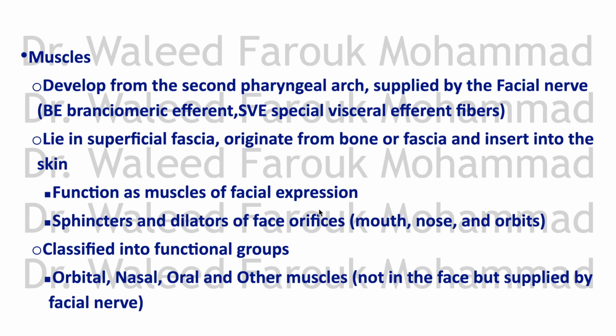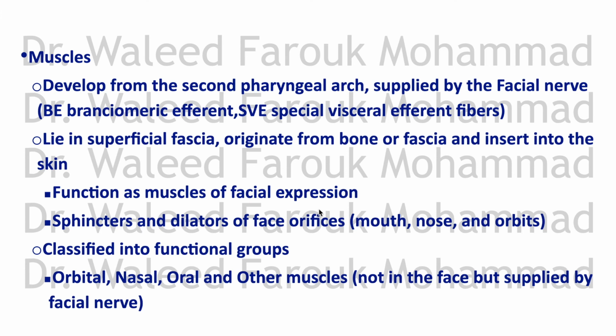Now, the muscles of the face are common in that they are derived from the second branchial arch, or the second pharyngeal arch, which takes its nerve supply by the facial nerve. So they are called muscles of branchiomeric origin. The fibers supplying them are classified into branchiomeric efferent or special visceral efferent fibers. The special or branchiomeric means it goes to muscles that derive from the pharyngeal arches.